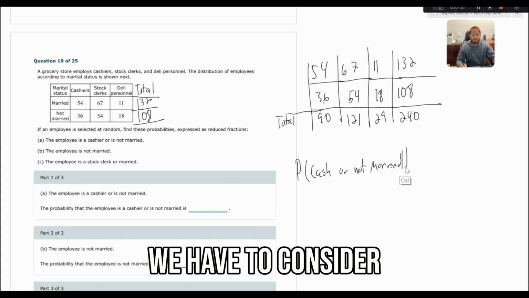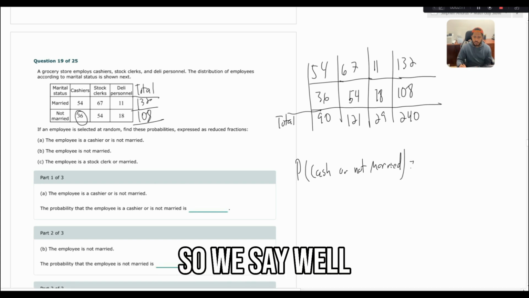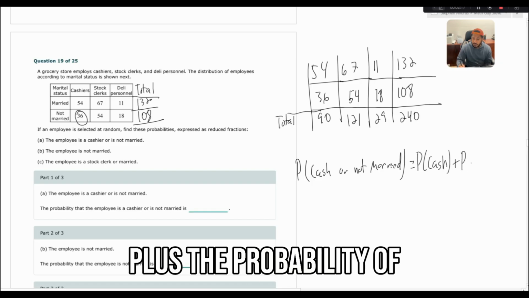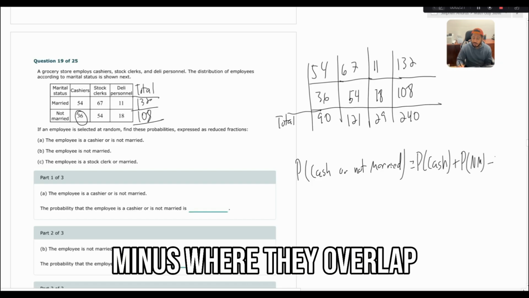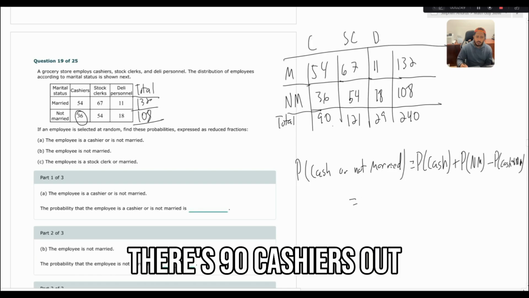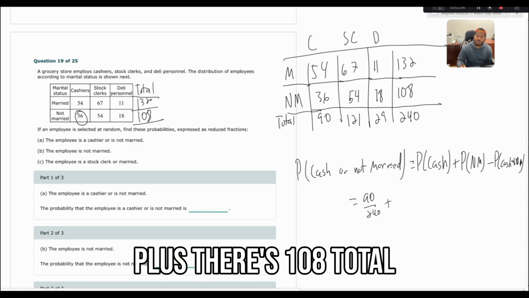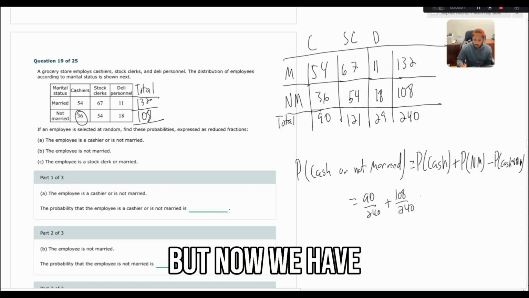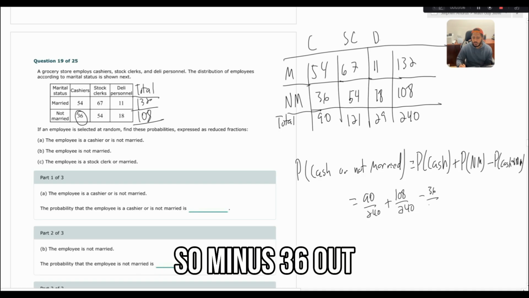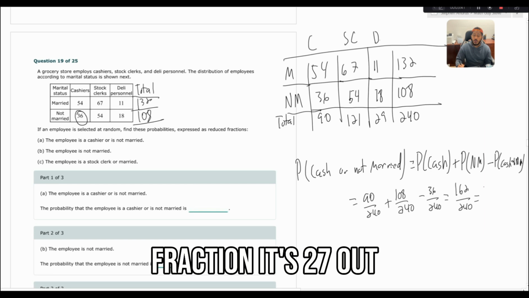We have to consider, can they overlap? Are there cashiers that are not married? There are. There's 36 of them. So we'd say find the probability of a cashier plus the probability of not married minus where they overlap, the probability of cashier as well as not married. There's 90 cashiers out of a total 240, plus 108 total not married out of 240. But now we have to subtract the ones that are both because they're counted twice. So minus 36 out of the 240, which gives us 162 out of the 240. As a reduced fraction, that is 27 out of 40.